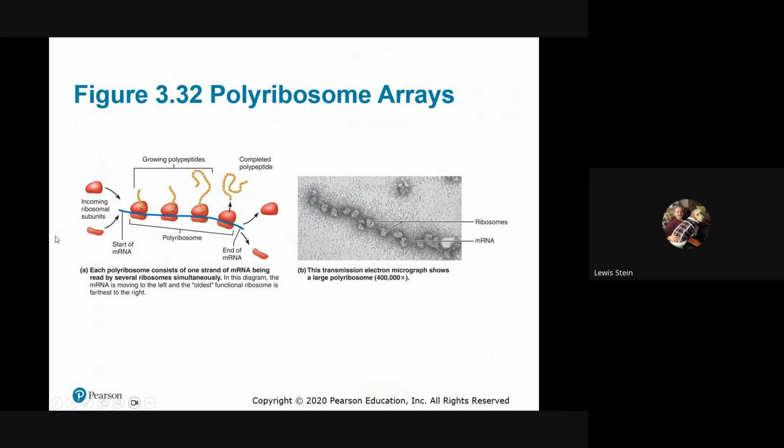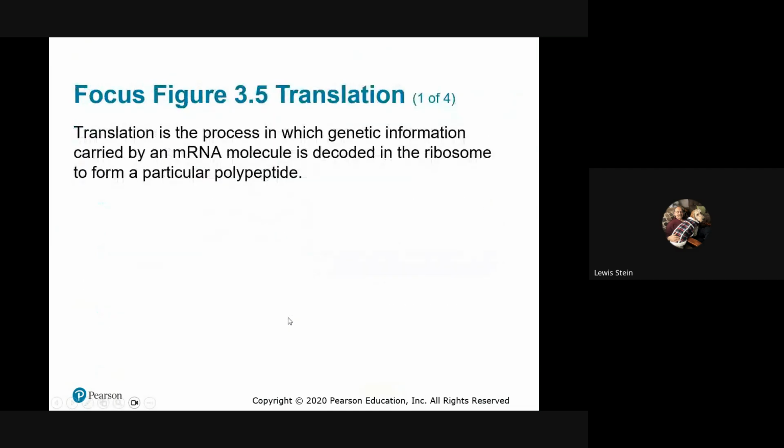One little side note: this is how we make a lot of antibodies in a short period of time. We have one strand of messenger RNA, and it hooks up to multiple ribosomes. So you can make thousands, if not millions, of molecules in minutes to fight an infection, because there are so many spots doing the same thing.